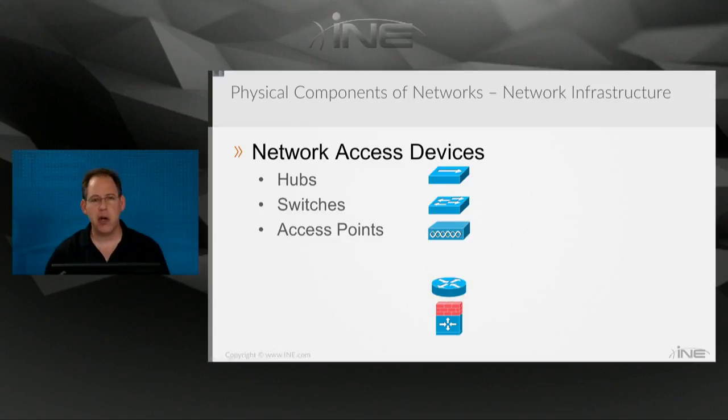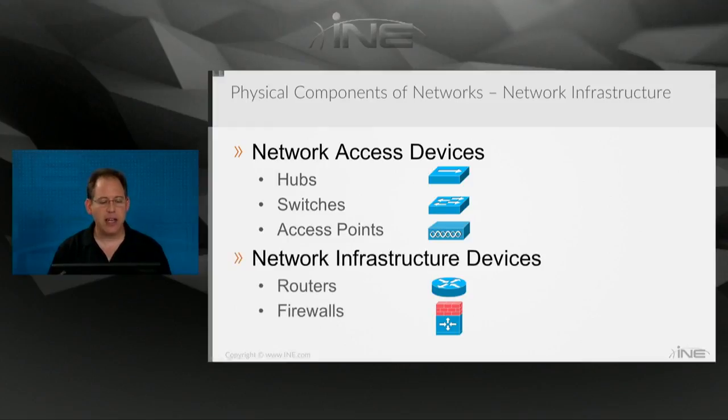So for example, if you're at home and you're using wireless, you've got some sort of little box sitting on your desk or something that they call a Wi-Fi access point or a Wi-Fi router. That is an access device. That is your very first entry point into the network. If that device didn't exist, you would have no way of connecting to the network.